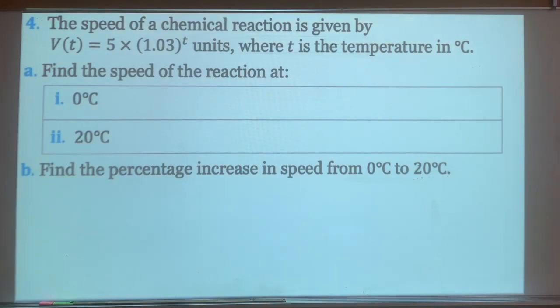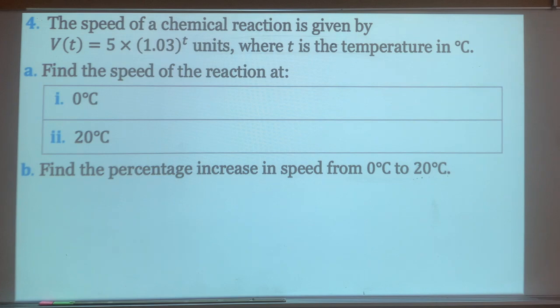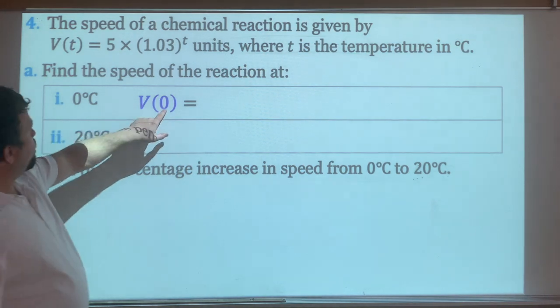All right, now we go to the next problem. Growth and decay each have about 10 problems, so we're not even halfway through. All right, so the speed of a chemical reaction is given by V of T equals 5 times 1.03 to the T units, where T is the temperature in Celsius. Find the speed of the reaction at the following. All right, so first thing, at 0 degrees, what's the speed of the reaction? V of 0.